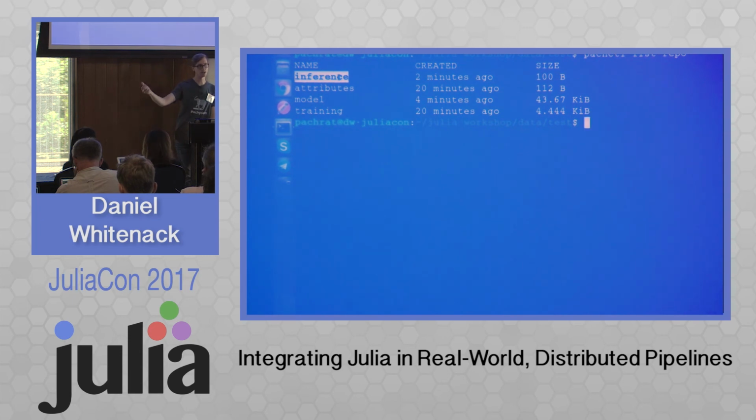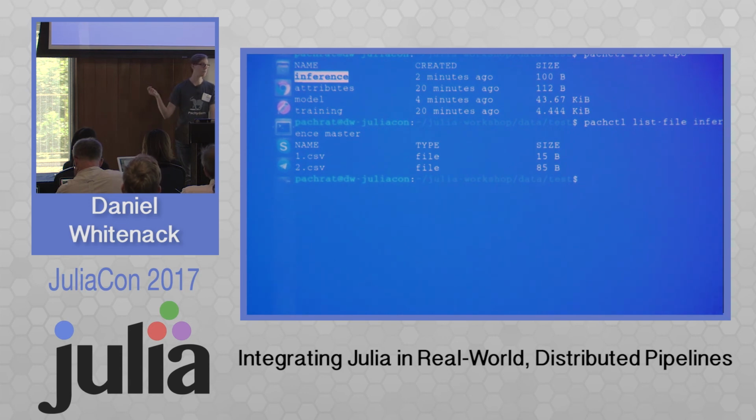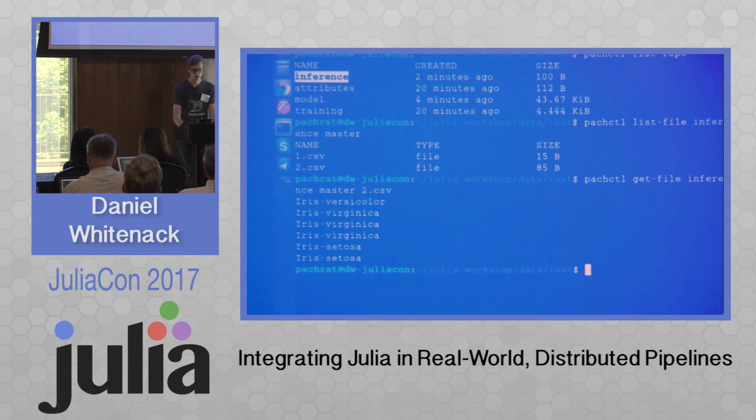Again, a repo was created to version the output of that stage. If I list file on that repo, I'll see that there's 2 output files corresponding to each of my 2 input files. And if I want to look at what those results look like, I can get them one at a time with get file. So pachctl get file, and we'll just do like 2. So if I do pachctl get file inference master 2.csv, I can see that here's my inferred species for each one of those attributes that I put in.